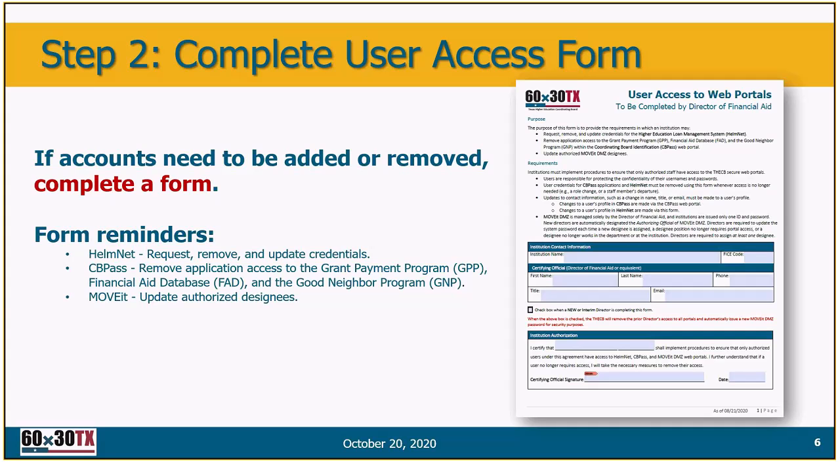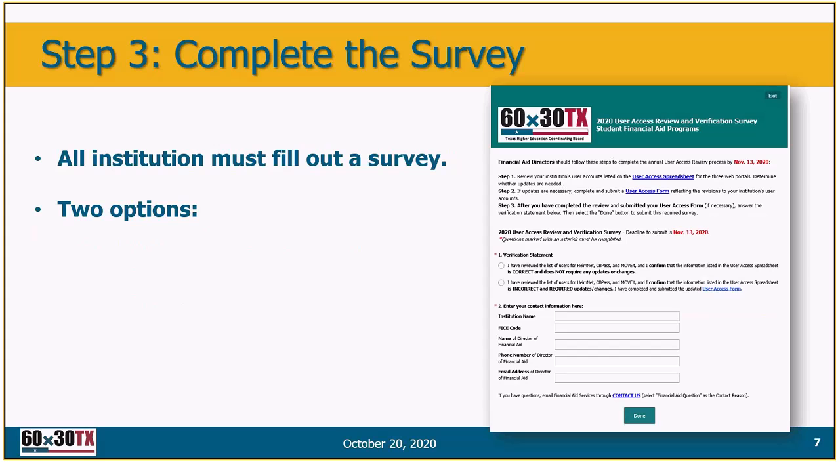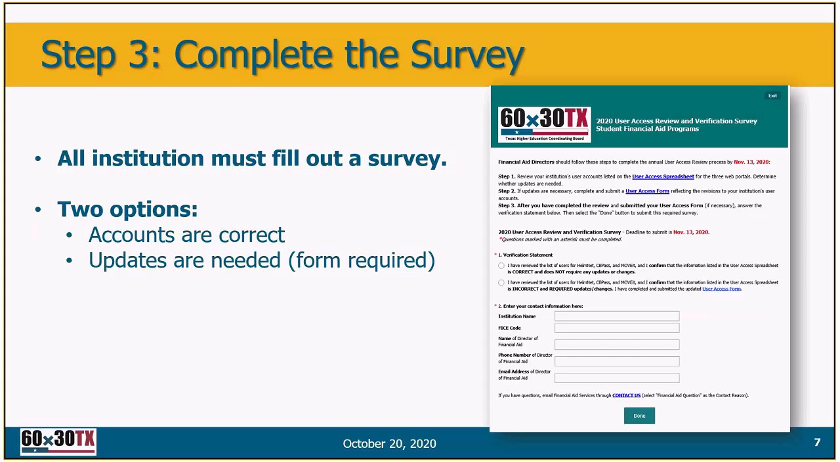So once you have completed this user access form, the last step, step 3, is to complete the survey. The only purpose of the survey is just to confirm that you did the review of your accounts, and it also indicates whether a form is going to be submitted. All institutions have to complete the survey. Even if your list is flawless, you still have to send that through. The reason is because we have two options on there. The first is, are your accounts correct? And the other one is, updates are needed. So again, I will actually pull up the survey and we'll complete it together, but there's only two options, so it's very easy. Like I said, I'm going to do a demo.